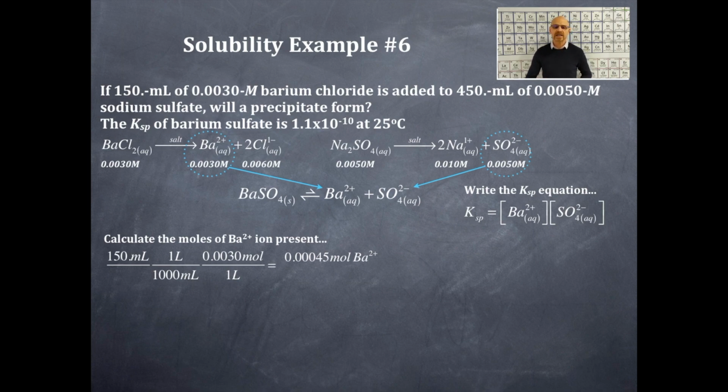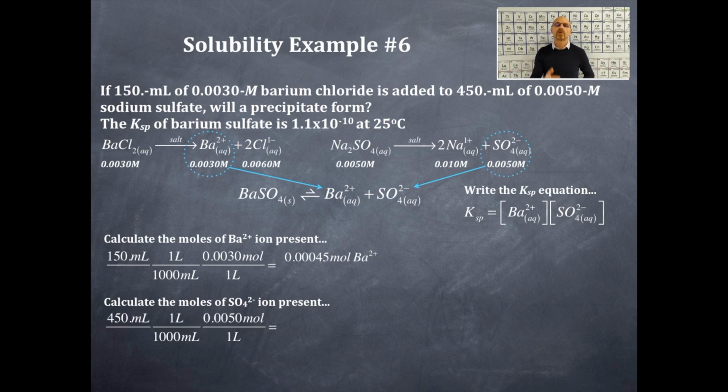We're going to do the same thing here for the sulfate ion. We're going to calculate the moles of ion present, the amount of ion present. We have 450 mL of this and a different molarity. So for that 450 mL, my first unit conversion is going from milliliters to liters, so my units cancel out. Now I'm going to multiply by the molarity, which is moles per liter, and this will yield 0.0023 moles of sulfate ion.